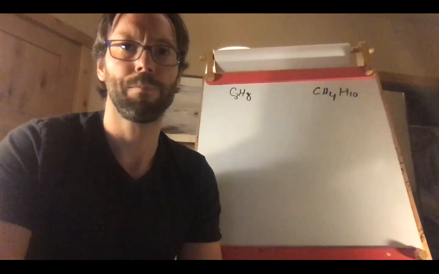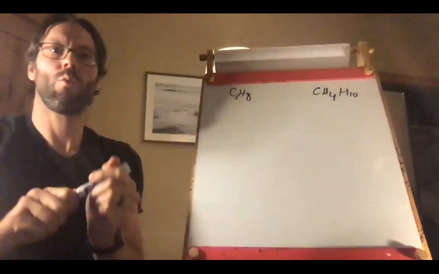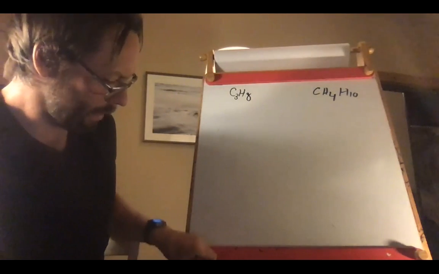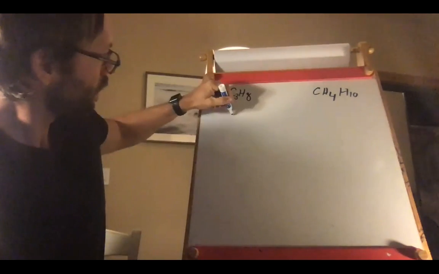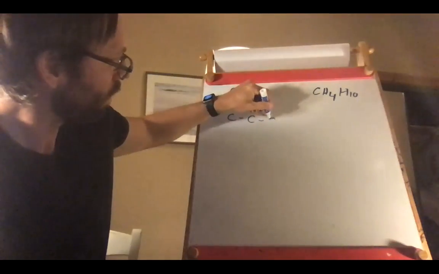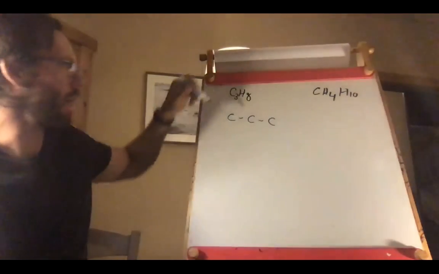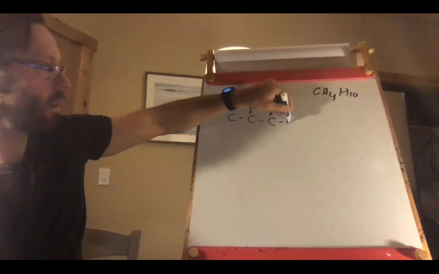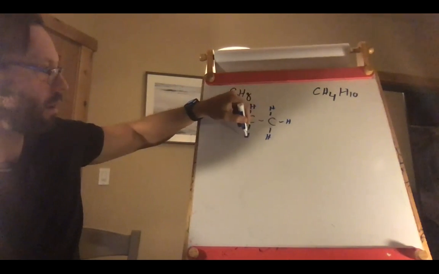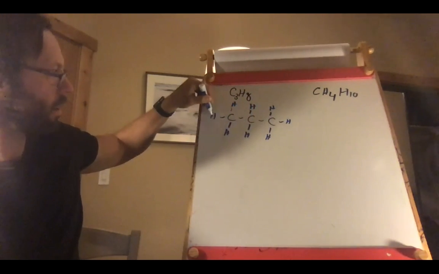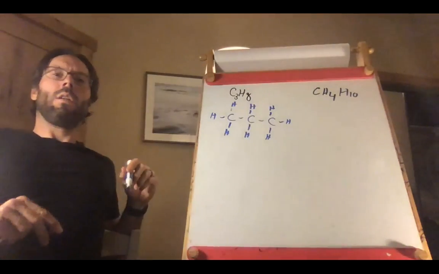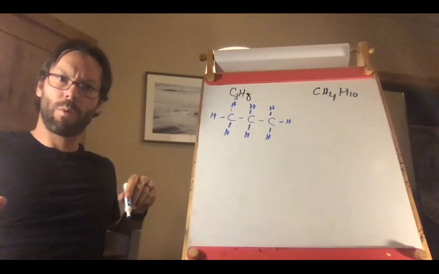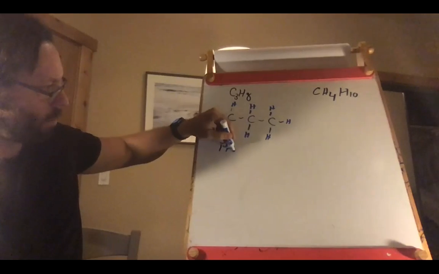Let's see here. So what would that look like? It would be 3 carbons, right? 1, 2, 3, and 8 hydrogens: 1, 2, 3, 4, 5, 6, 7, 8. 3 carbons is what? Meth, eth, prop. So propane.